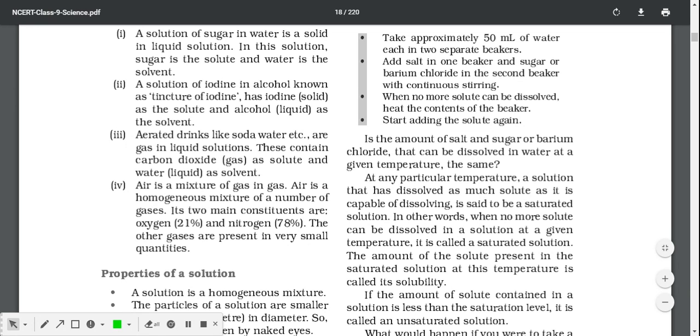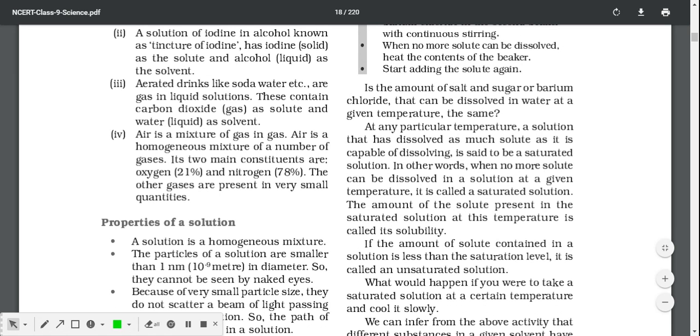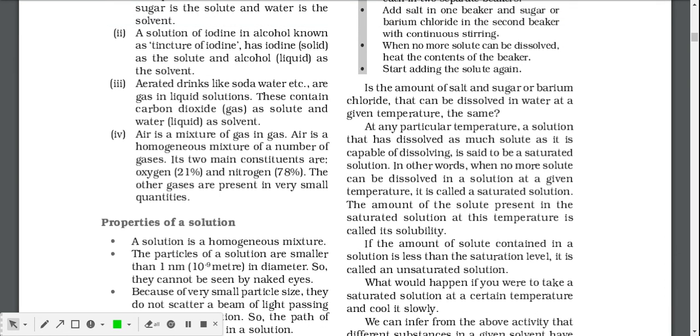At a particular temperature, a solution that has dissolved as much solute as it is capable of dissolving is said to be saturated, right? So as long as it was able to dissolve at a particular temperature, that solution is known as a saturated solution. In other words, when no more solute can be dissolved, this is the definition of a saturated solution. When no more solute can be dissolved in a solution at a given temperature, it is known as a saturated solution. When the capacity of a solution has been reached, it will not dissolve any more solute, that is known as a saturated solution.